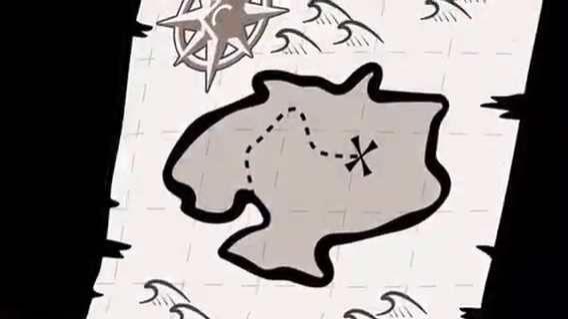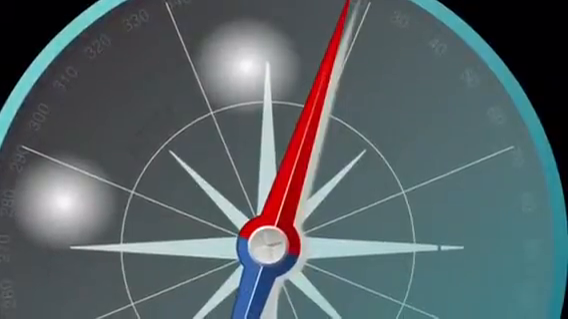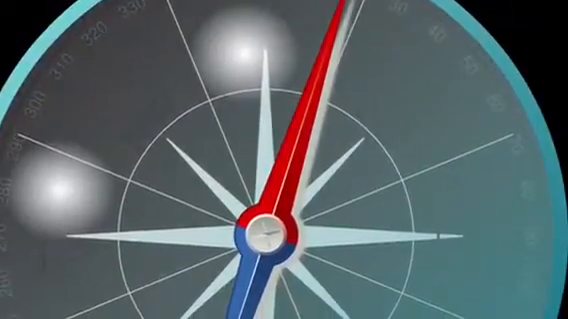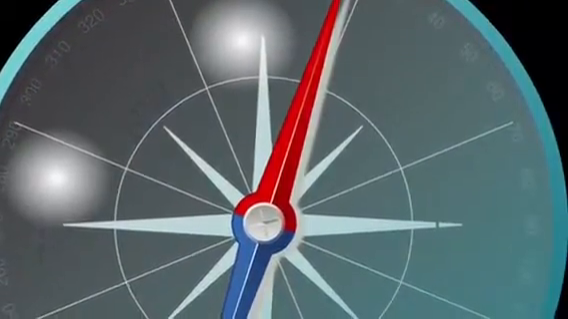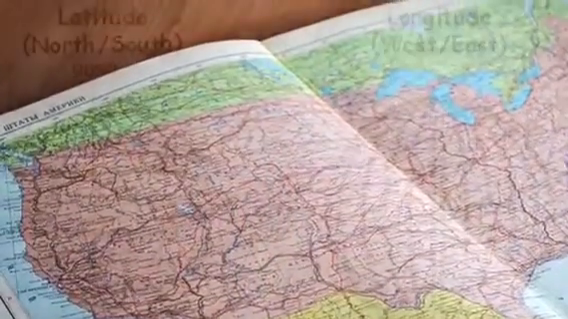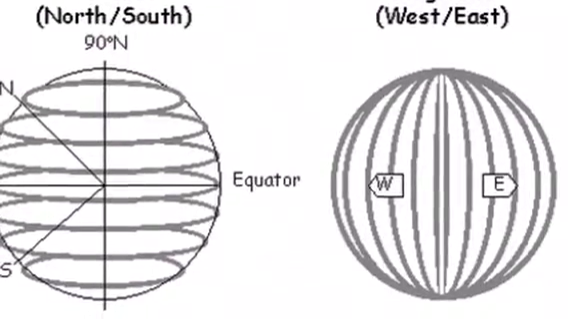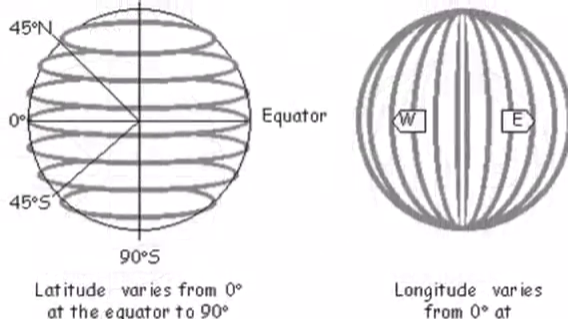Now to a few basic components of maps. Most maps have a compass rose, which shows which direction the map is oriented: north, south, east, or west. Most maps are oriented so that north is up. Another major component of maps is longitude and latitude. This little song will help us figure it out.